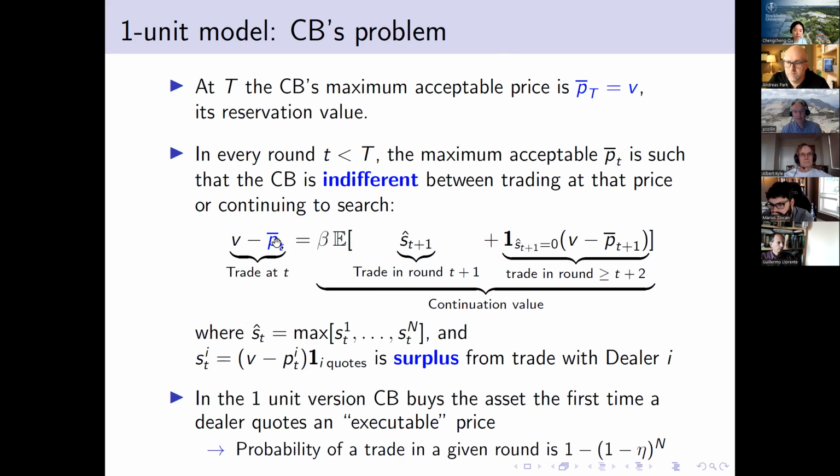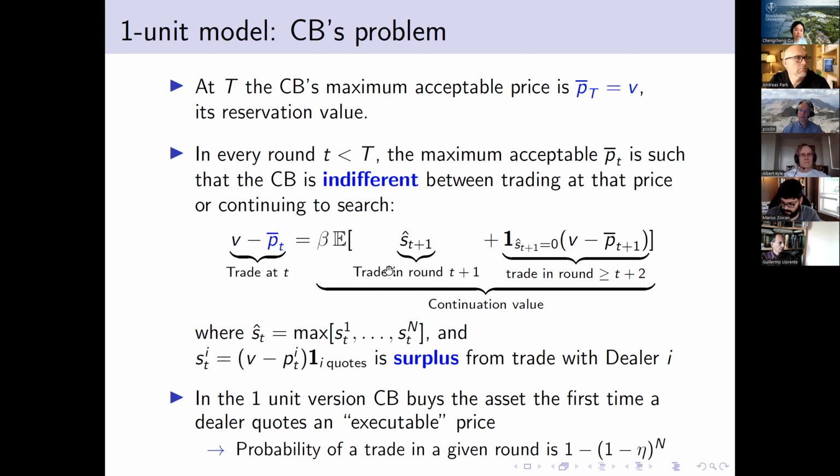We say, what's the maximum price that the central bank is willing to pay to acquire that unit in round T? Well, if it buys at this price in round T, its surplus will be V minus PT, because that's the maximum reservation value it's willing to pay. And it has to be indifferent between paying that price and earning that surplus, or waiting. There's some time preference parameter beta. It could be 1, but it could be some number less than 1, just for generality. Then it's indifferent if it pays now and earns the surplus for sure, or waits and in the subsequent round gets the maximum surplus.